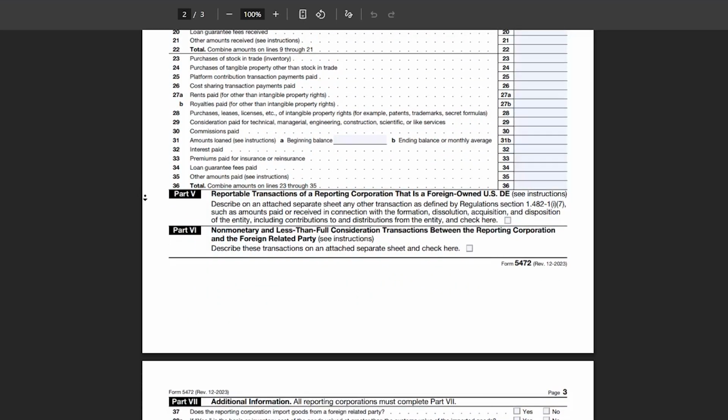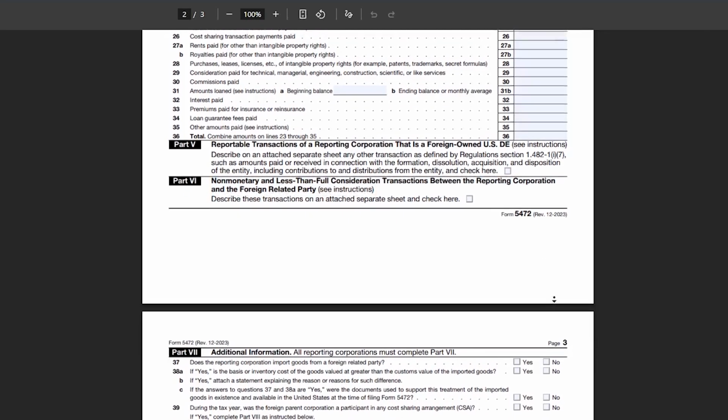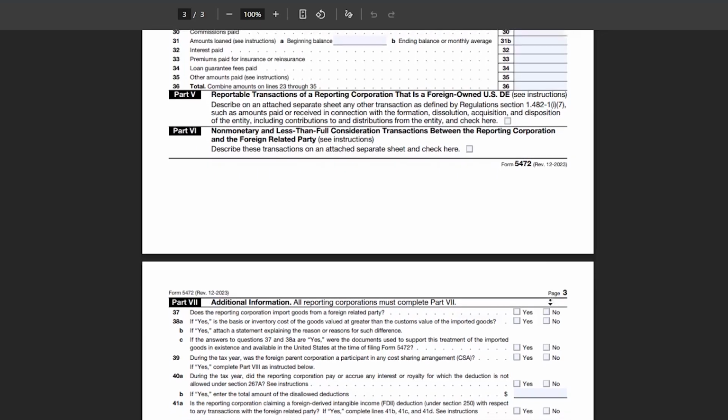Part 5 applies to foreign-owned U.S. disregarded entities. Here you describe other reportable transactions, such as capital contributions, distributions, formation, or liquidation transactions, on a separate attachment. Part 6 covers non-monetary or less than full consideration transactions. If property or services were exchanged without full payment, you must describe them.